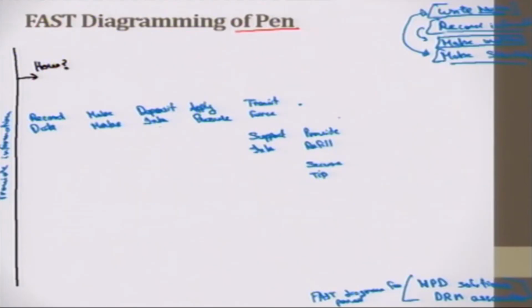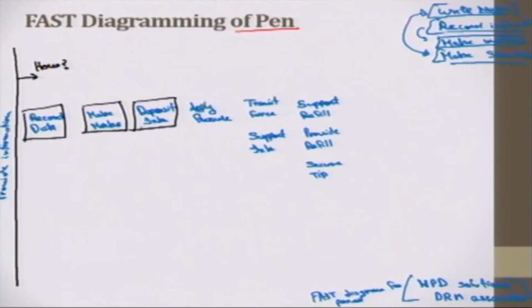So, next, provide refill. Refill is supported by the main body, and that is done by support refill. So, we are recording the data, we are making marks. How do we record data? We make marks. How do we make marks? We deposit the ink. How do we deposit ink? We apply pressure. How do we apply pressure? We transmit force. This transmit force is actually done by support refill, which is one function, that is our body.